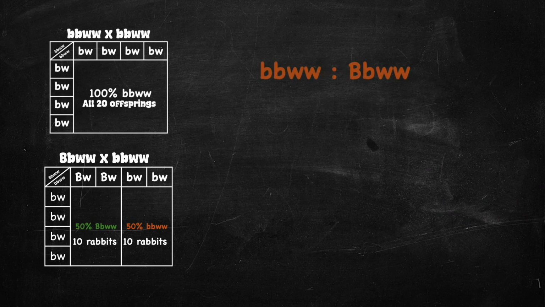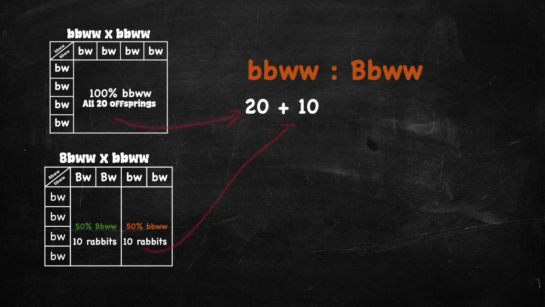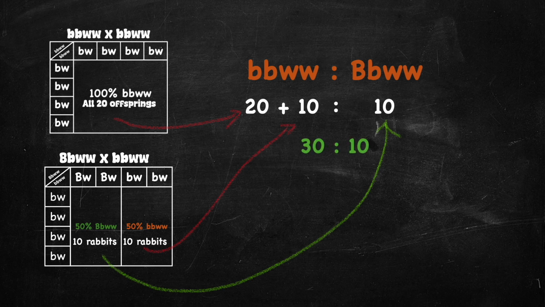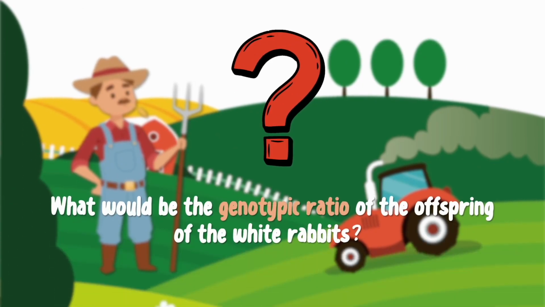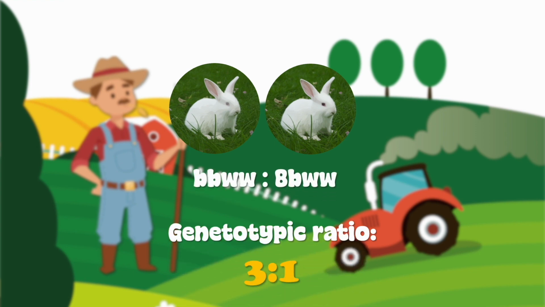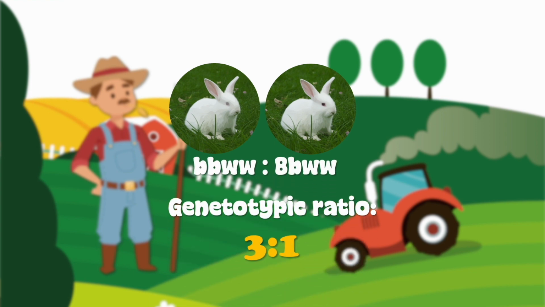With this, we get 10 plus 20 small b, small b, small w, small w, and 10 big B, small b, small w, small w, which gives us a 30 to 10 genotypic ratio. To answer the question, the genotypic ratio is 3 small b, small b, small w, small w to 1 big B, small b, small w, small w.